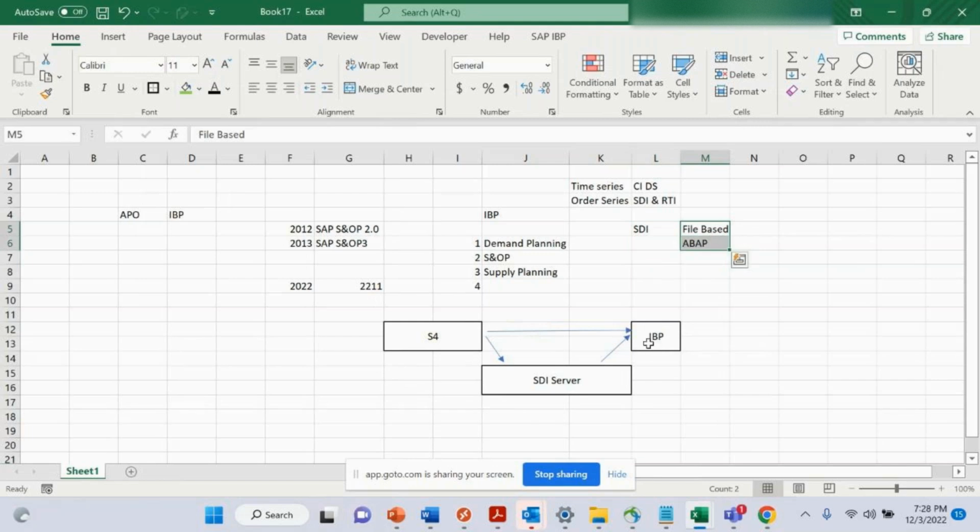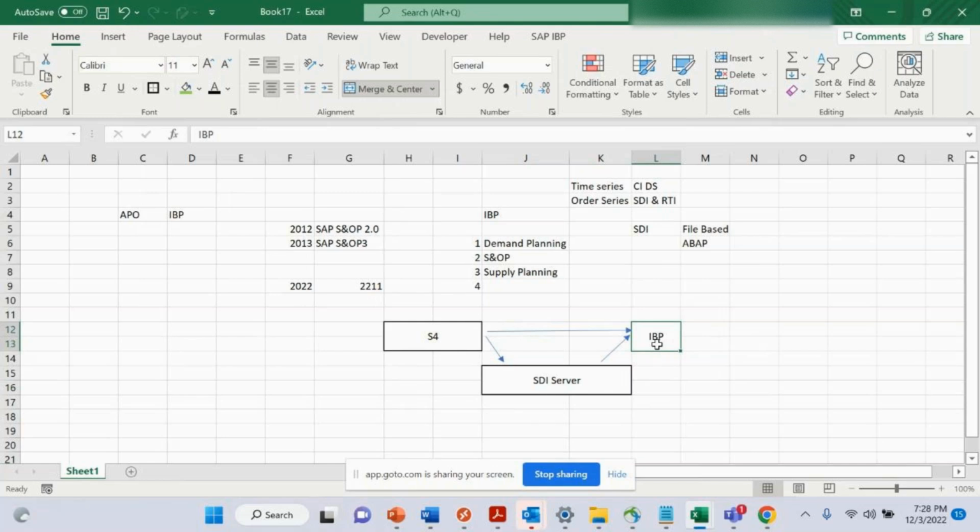Now all these configurations we need to do on two sides. One is the IBP side, another one is the server side. If we are using file based, then we have to configure in the server side as well as the IBP side. And if it is ABAP based, then we can do the configuration directly in the IBP side.